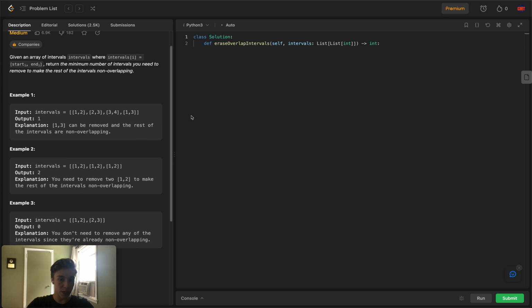Because if I was to sort these intervals in ascending order by the end of the interval, so 2, 3, 3, and 4, and I include the initial one, the 1, 2, I'm then tasked with a simpler question. Do I just include this, or do I remove the previous one that I've already included and replace it with this interval? Okay, so let's try that. Let's try sorting the intervals by the end of the interval.